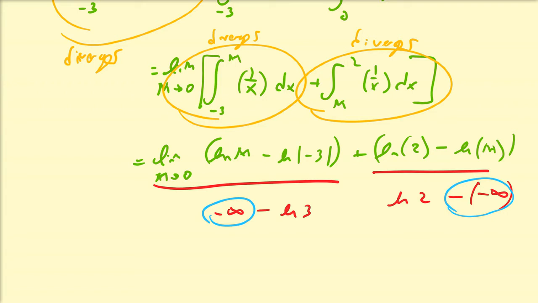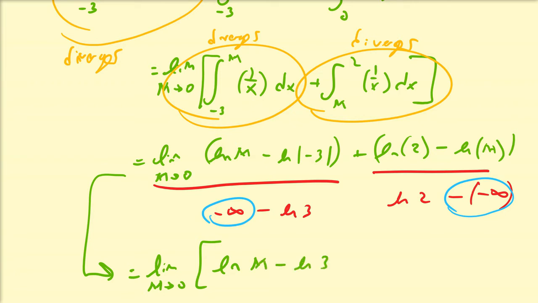So by definition, the original integral also diverges, right? But we need to notice something, because we have a -infinity and a positive infinity here. So do these infinities cancel? If we look at the limit definition directly, this is going to be equal to the limit as capital M goes to 0 of the natural log of m minus the natural log of 3 plus the natural log of 2 minus the natural log of m.